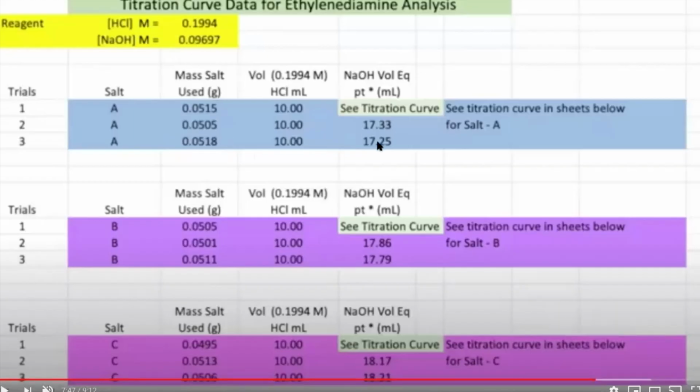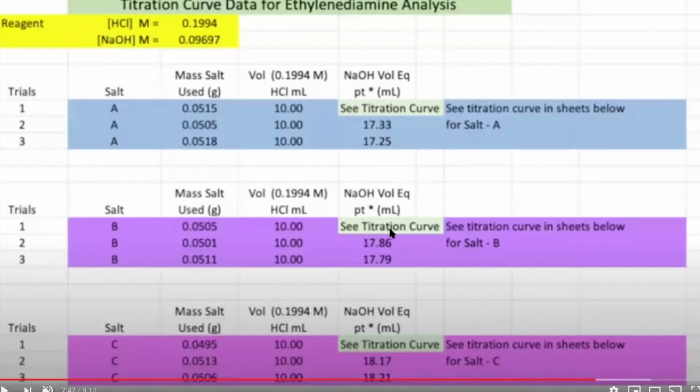Okay. This is the volume of sodium hydroxide. The concentration is 0.09697. Now you notice I don't give you the first volume, the first trial, and that's because you have to get that from the movie. You actually have to watch the movie and record that so that now you have the volume from the movie right here. I give you the other two.